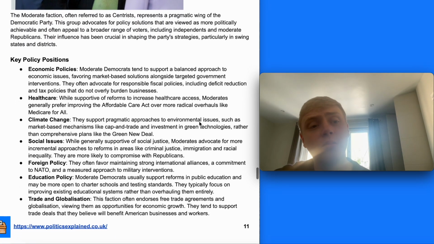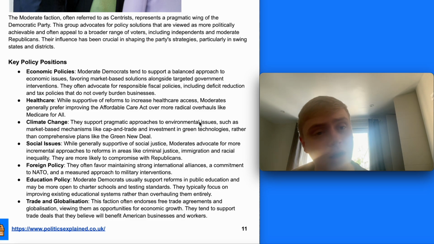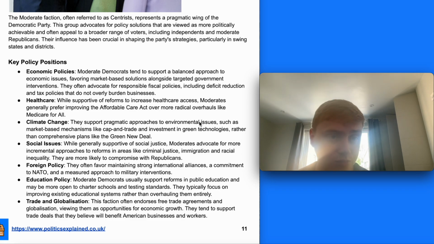In terms of the moderate faction, often referred to as centrists, they represent a pragmatic wing of the party, advocating for policies and solutions that are viewed as more politically achievable and often appeal to a broader range of interests, including independents and moderate Republicans. Their influence has been crucial in shaping the party's strategies, particularly in swing states and districts. They adopt more balanced economic policies, favoring market-based solutions alongside targeted government interventions, and advocate for fiscal responsibility.